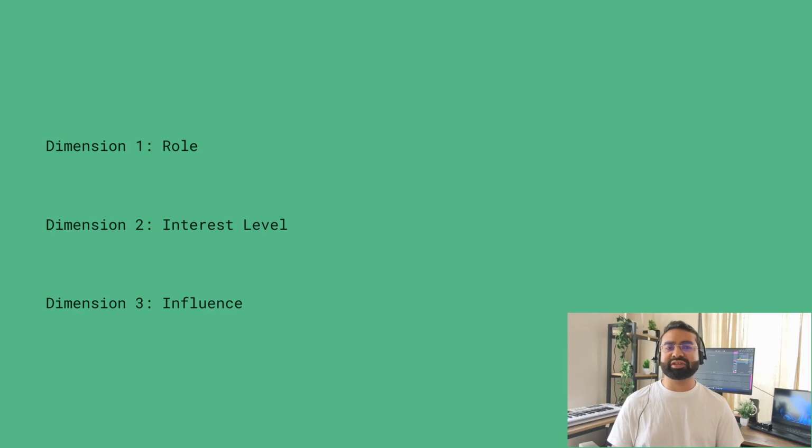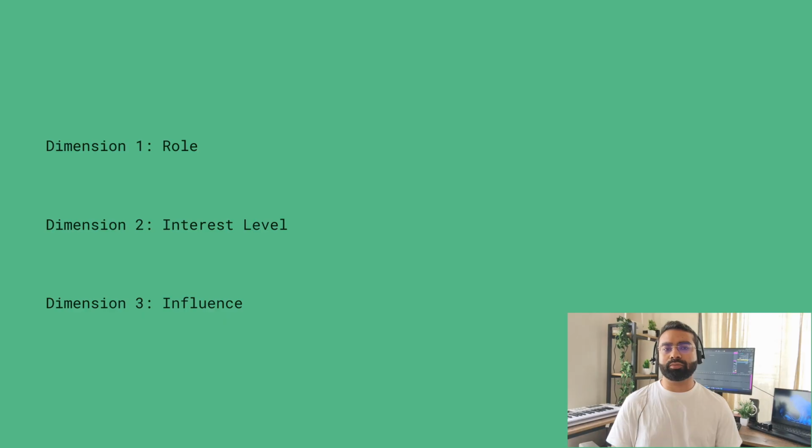Dimension 2 is interest level. High means they care deeply, will be involved throughout the process. Medium, affected but not obsessed. Low is peripherally involved. Dimension 3 is influence. High can mean can move the needle, can kill the deal. Medium has input. Low, consulted but not decisive.